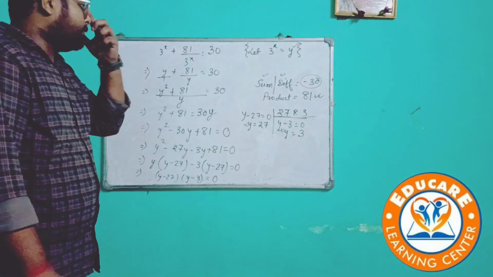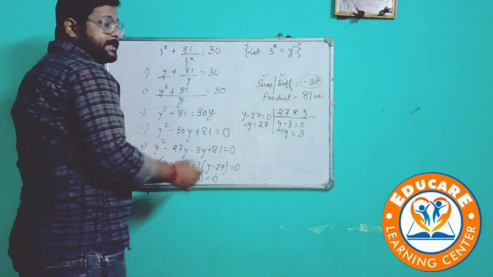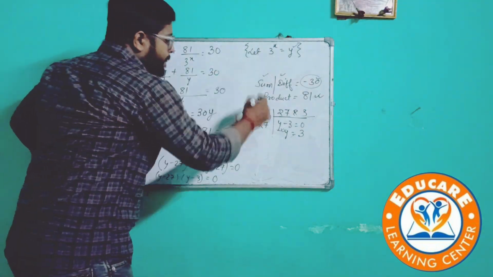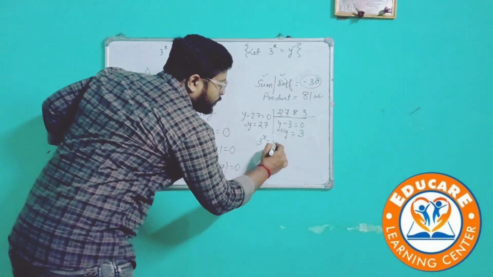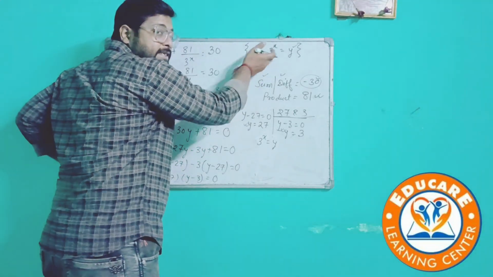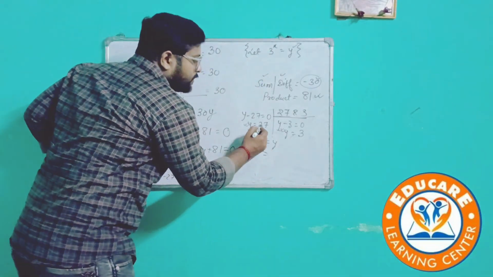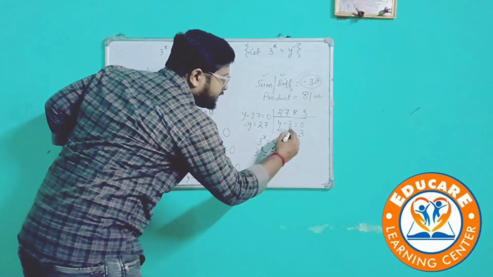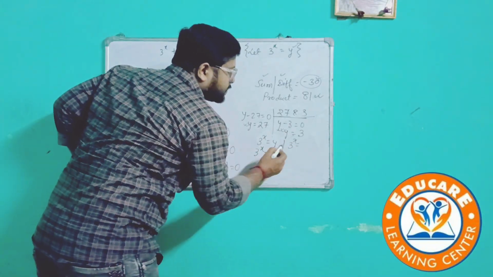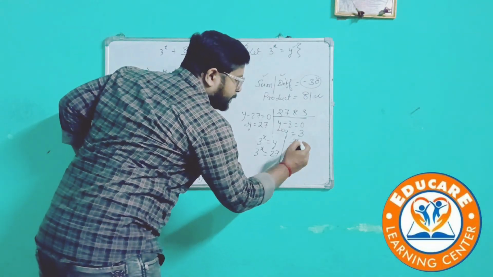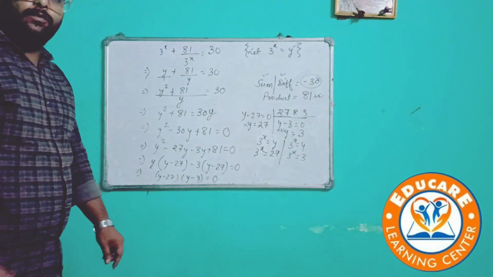But in the question, we need to find the value of x. So according to our assumption, we can write 3 to the power x is equal to y, which we assumed in the previous step. So 3 to the power x is equal to 27, the value of y in the first case, and 3 to the power x is equal to 3, the value of y in the second case.